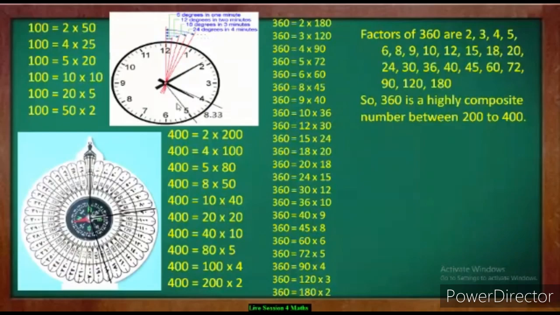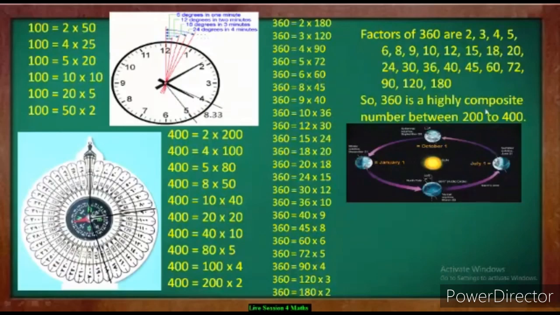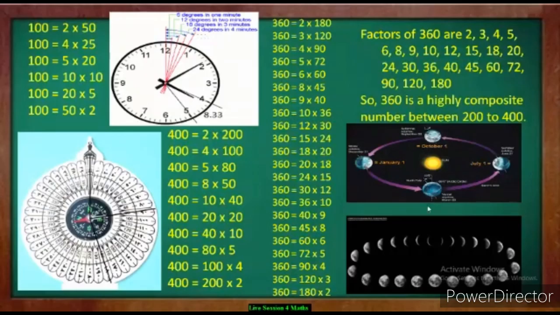You can see this is the solar system. This is the moon phases. Based on this, there are 29 days in a month, 29 and some hours, approximately 29 days here. You can see this. Even in our Hindu calendar, there are 360 days in a year.